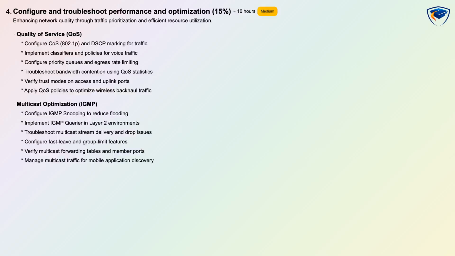The course also covers multicast optimization using IGMP snooping and IGMP querier to reduce flooding, configuring fast leave and group limits, and verifying multicast forwarding tables and member ports for efficient delivery of mobile application discovery traffic.